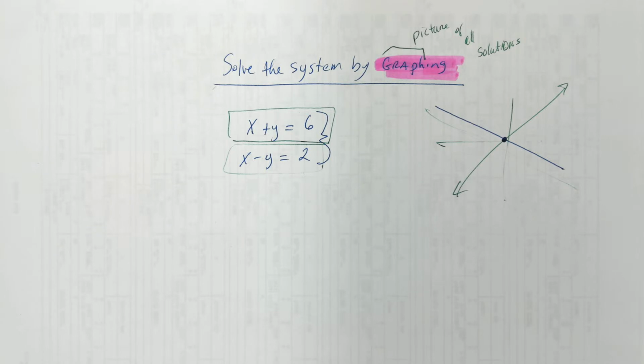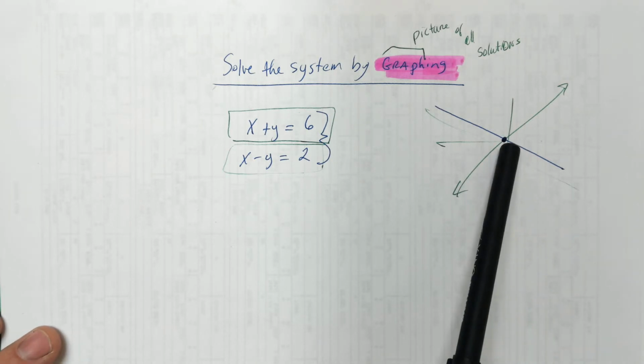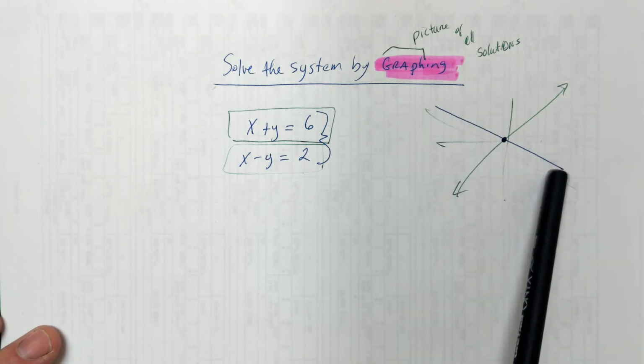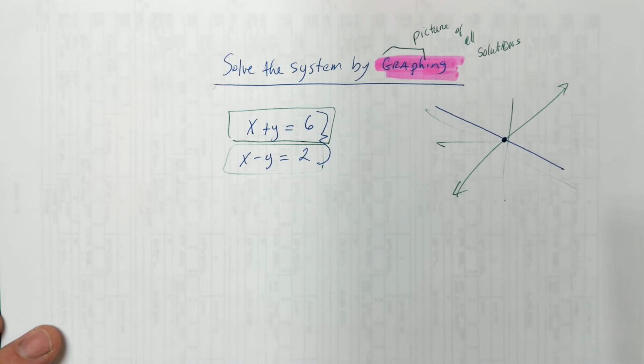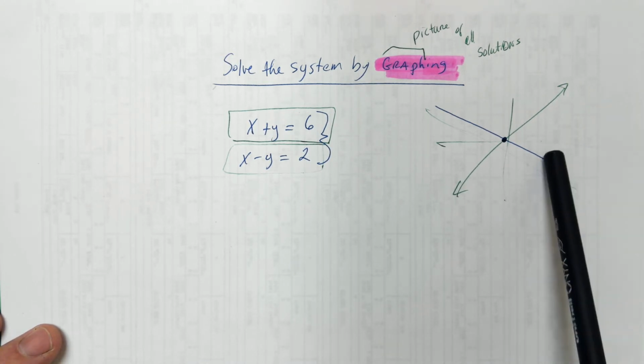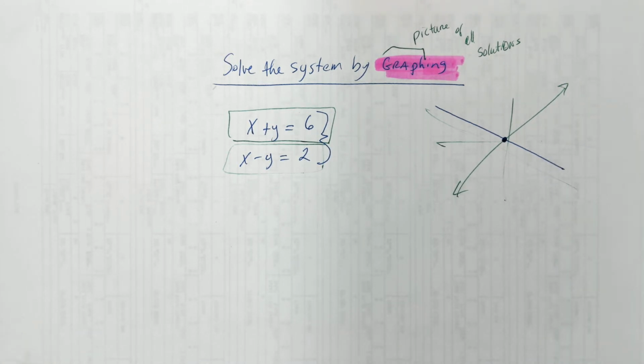What's that called? That little point right there. That's the answer. Well, listen, watch. This point is on the blue line, and it's also on the green line. These are two different equations, but it's a system. And the thing we just learned is that the answer is true for both.